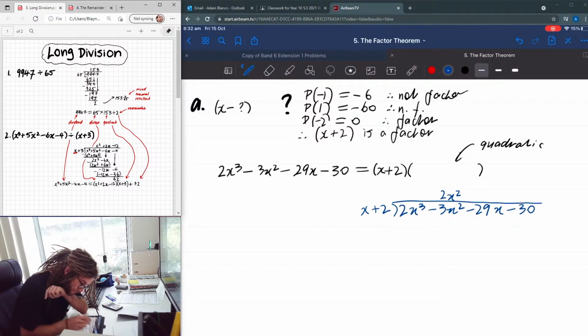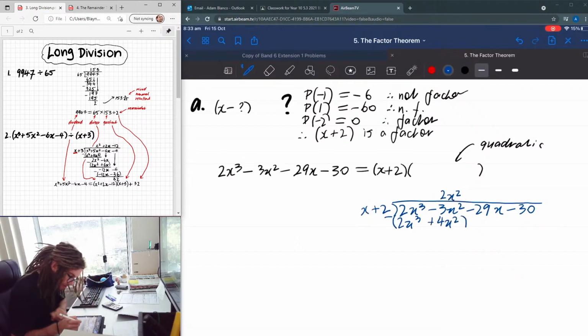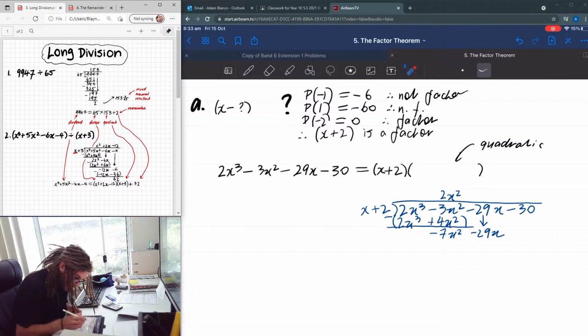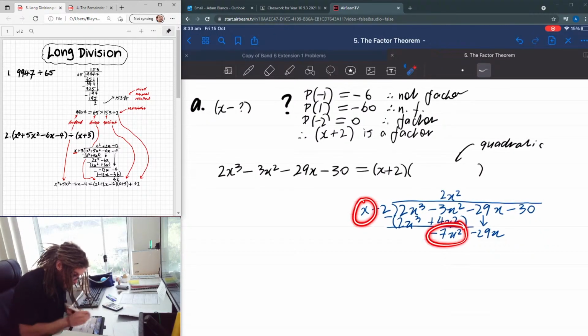So then that times that is 2x cubed. That times that is 4x squared. Take it away. That's 0. And then that's minus 7x squared. Bring down the 29x. So then how many x's go into this?